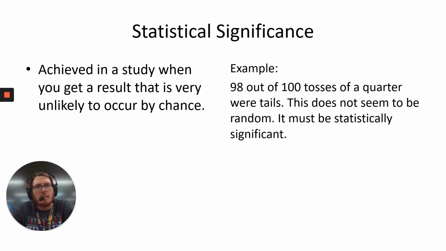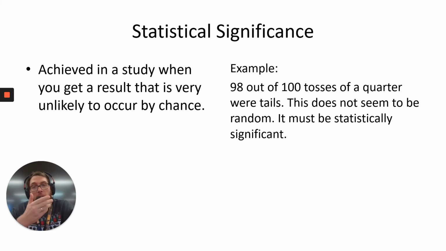There's also something known as statistical significance. In a study, when we try to find out if something seems odd or that it's unlikely to occur by chance, that has what's known as statistical significance. And that's what we're going to be studying a lot of throughout the semester.